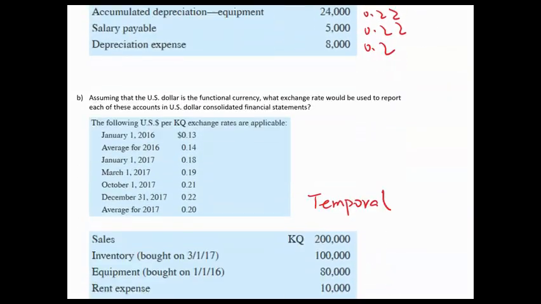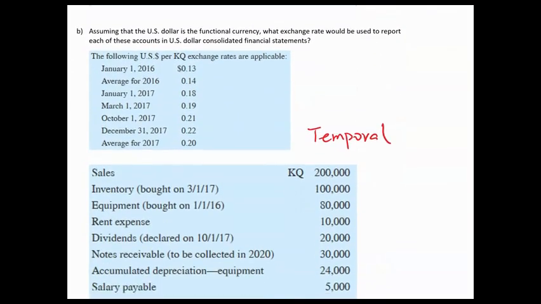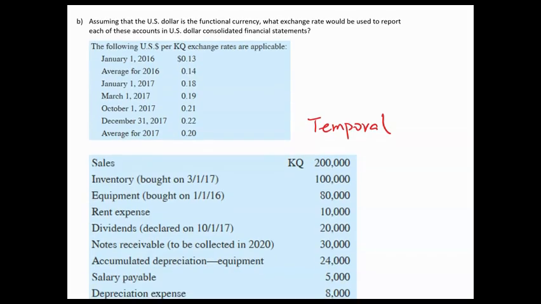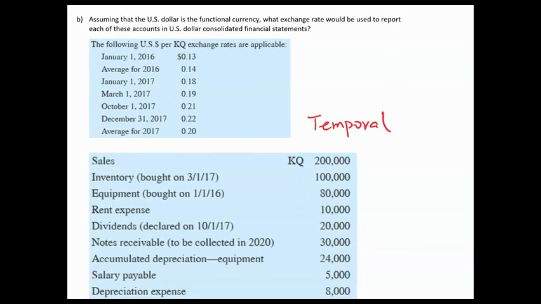Requirement B is, assume that the US dollar is the functional currency, then what exchange rate to use? It's going to be different in that only for monetary accounts we use the current rate. For other than monetary accounts, the other accounts on the balance sheet, we use the historical rate. Okay, so let's look at those accounts again. Sales, for sales we still use the average rate, that's 0.2.